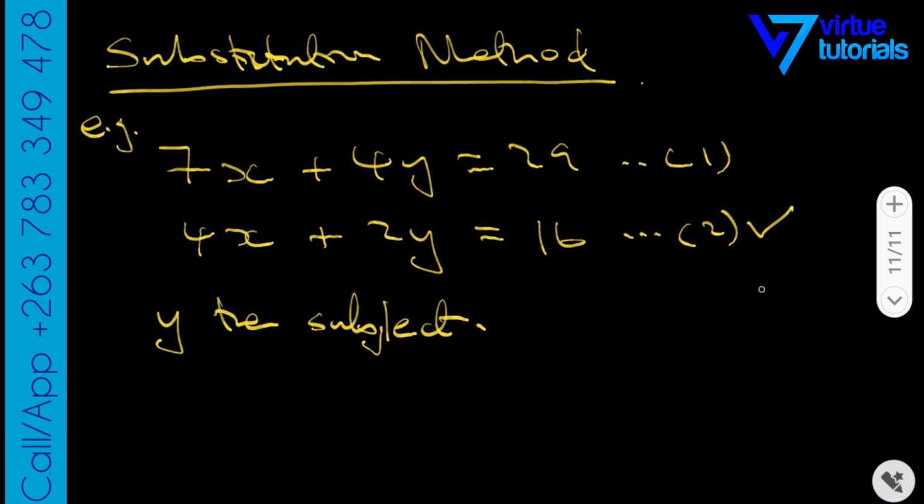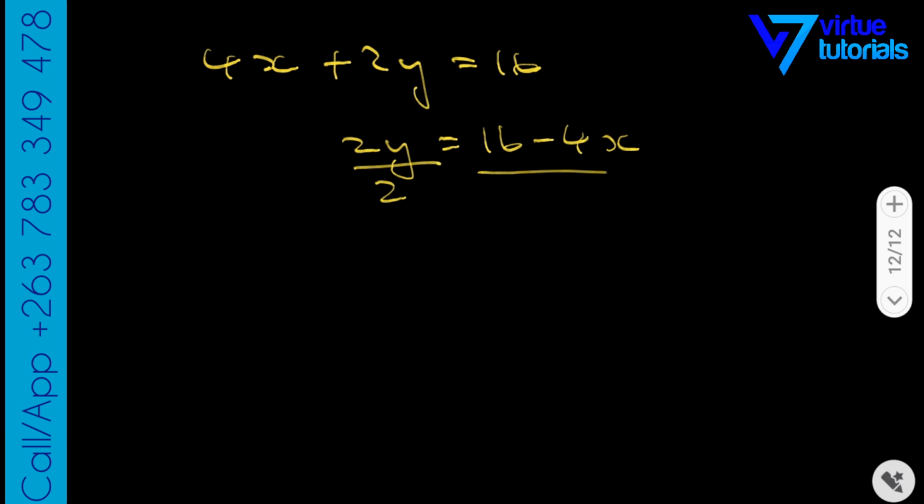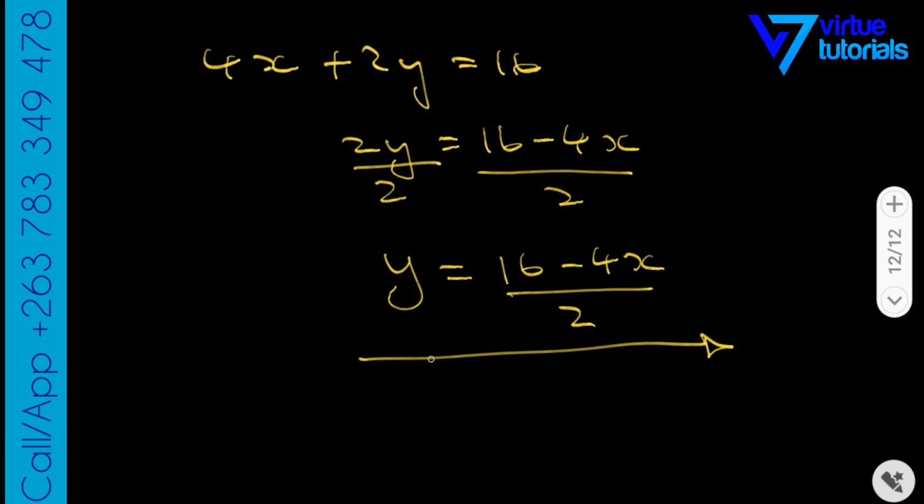Okay, so let me do that on another page. So that's 4x plus 2y is equal to 16. I take 4x the other side, right? So 2y is equal to 16 minus 4x. Then I divide both sides by 2. I'll get y is equal to 16 minus 4x over 2. So this is y expressed in terms of x. Y is actually equal to this whole thing.